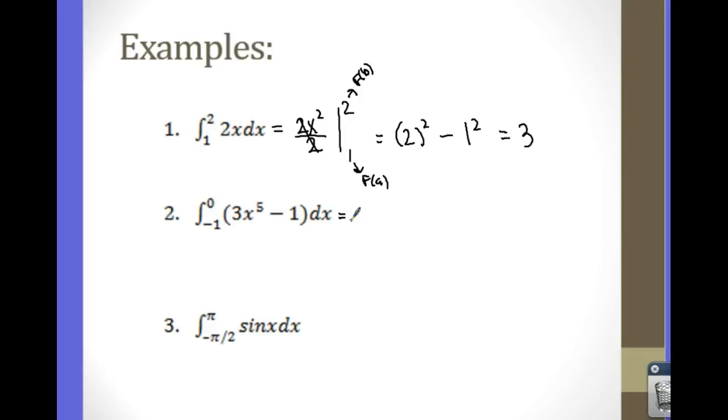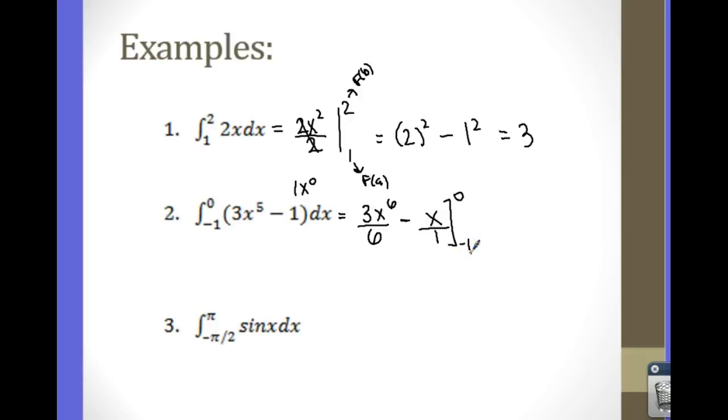3x to the 5th. Its antiderivative means add 1, so it's going to become 3x to the 6th. And then when you make 6 your new exponent, that becomes your divisor. So the 1 is like kind of having an imaginary x to the 0, because x to the 0 is always 1. So then you have to add 1 back to 0, so you get x, and then x divided by 1 is still x. And we're evaluating from 0 to -1.